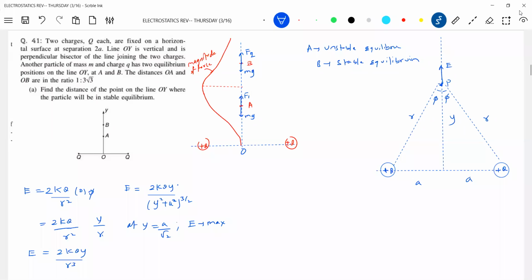Okay, now what is it asking? Find the distance of the point on line OY where the particle will be in stable equilibrium. So now we know OA and OB. What is given to us? OA by OB is how much? Let's write OA is equal to Y. Then OB should be equal to 3 root Y. So let's assume that Y. So how to bring that in? And we are very sure about one thing. What is that?